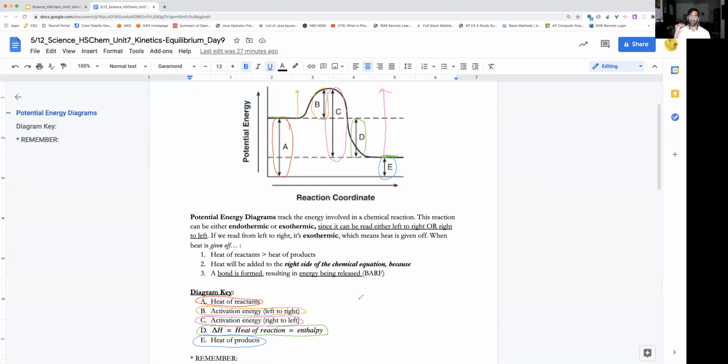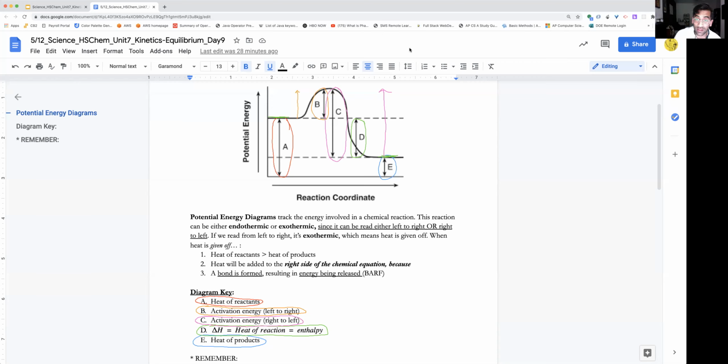Cool. Okay, so we've marked all of this out. We know how to label the energy that we start with. That's our heat of reactants. The energy that we end up with, that's our heat of products. The enthalpy, or heat of reaction, which is the difference between the two, and the activation energy, depending on which direction you're going in. It's the heat of reactants, or the difference between heat of reactants and what we call the activated complex. So I'm going to use a final color.